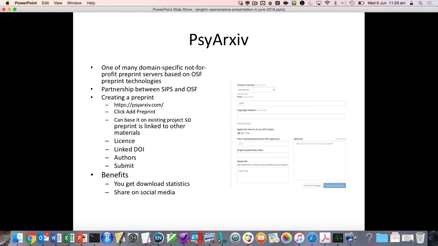in psychology. It's a partnership of the Society for Improvement of Psychological Science and the OSF. Basically, the OSF has set up the technology for doing preprints, and they've partnered with arXiv, which is a massive preprint server for mathematics, statistics, computer science, physics, and a few areas like that. And so there's all these different something-archives out there that are all using the OSF as the underlying preprint technology.